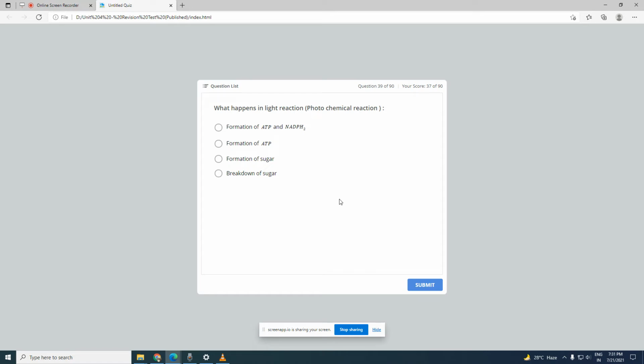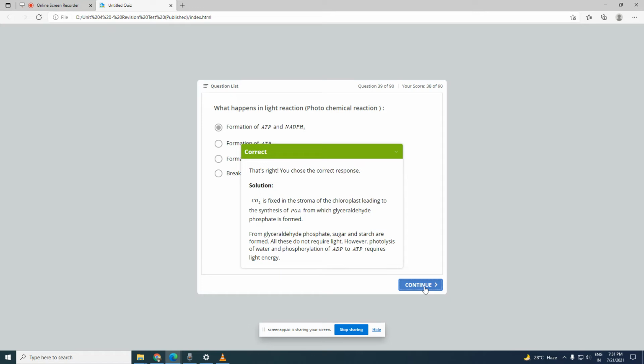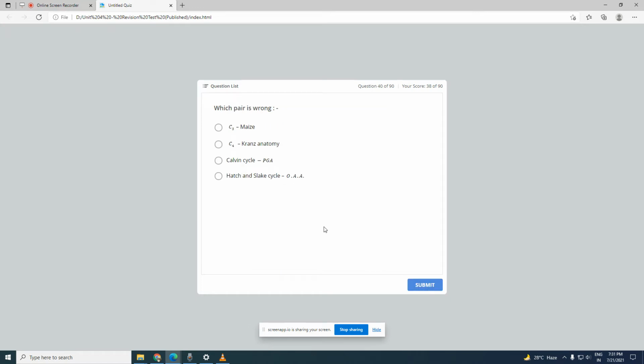Formation of ATP and NADPH. That is the right answer. Option A is the right answer. Next question. Which pair is wrong?